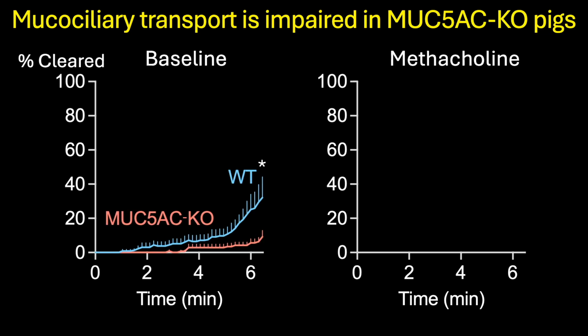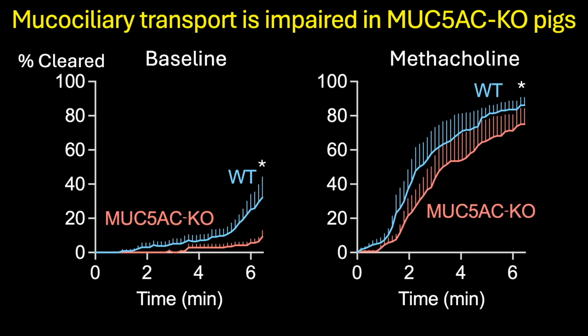We, however, hypothesized that methylcholine would be able to overcome this impairment. Methylcholine is a potent cholinergic agonist that ultimately increases mucociliary transport. And in a wild-type animal under stimulation, we can see that they achieve between 80 and 90% clearance with methylcholine. Our MUC5AC knockout animals do achieve a marked improvement in their mucociliary clearance under methylcholine stimulation, but it is still mildly impaired compared to the wild-type animals.